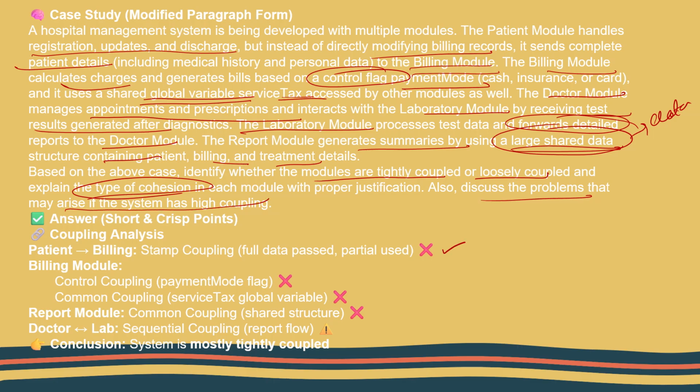Now patient to billing coupling is a stamp coupling. Full data is passed but partially used. In billing module, we saw the payment mode flag and the service tax global variable. That is control coupling and common coupling. The report module has a shared structure. Now, from the lab, the reports are sent to the doctor module in a sequential manner, therefore mostly tightly coupled.